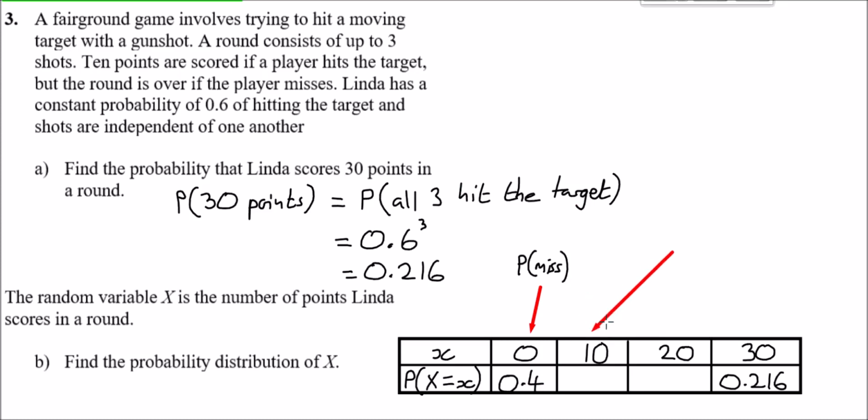So to get 10 points means she must hit once and then miss. And so that's a probability of hit then miss. So probability of her hitting the target is 0.6 and then missing, so times by 0.4, 0.6 times 0.4 gives us 0.24.